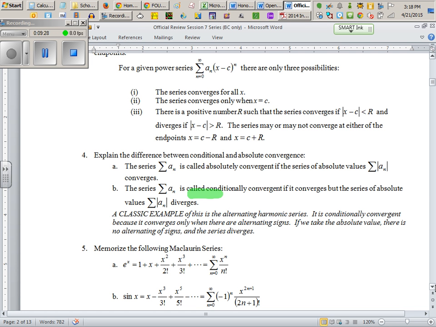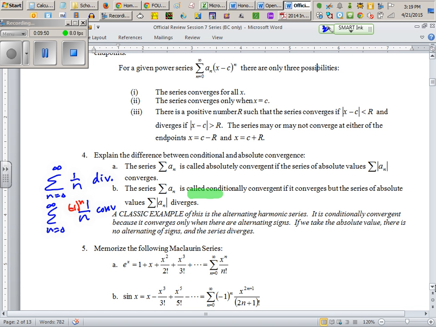Okay? Now other series will always converge. For example, this guy diverges, right? But if you stick that alternator in, suddenly it converges.